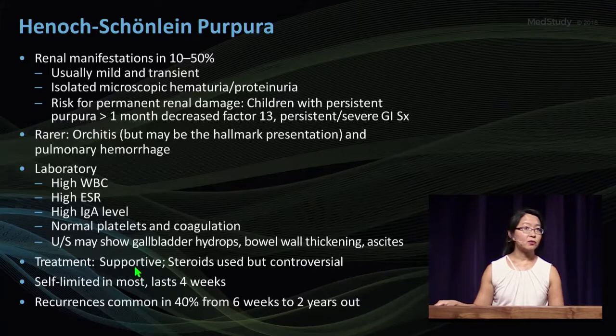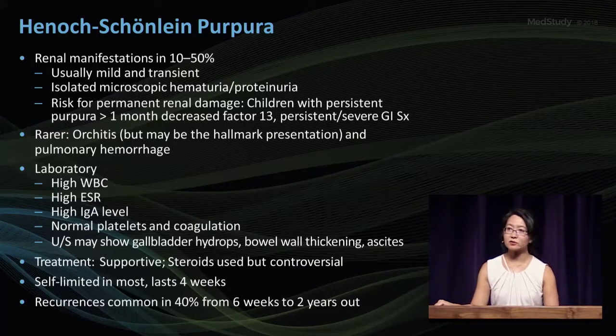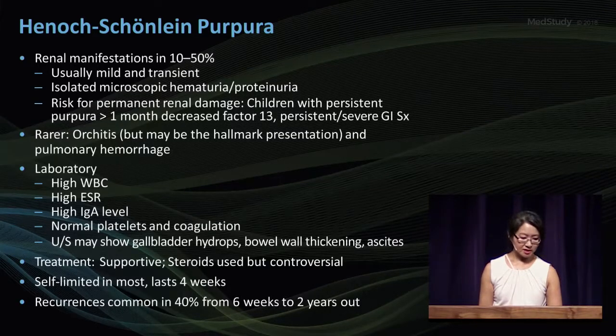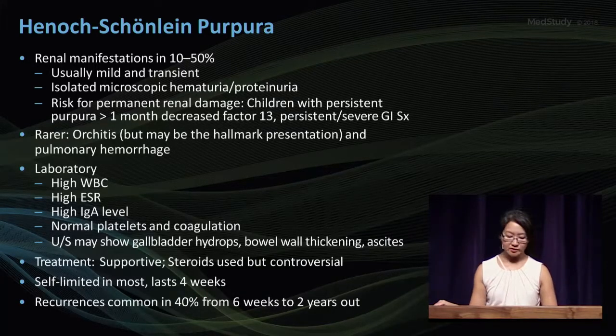Treatment is typically supportive. We don't like to use steroids because sometimes steroids can prolong the disease. We will use steroids for patients with organ-threatening illness, such as renal failure, as well as GI symptoms. Recurrences are common. About 40% of patients can have a recurrence in 6 weeks or up to 2 years from the first episode.